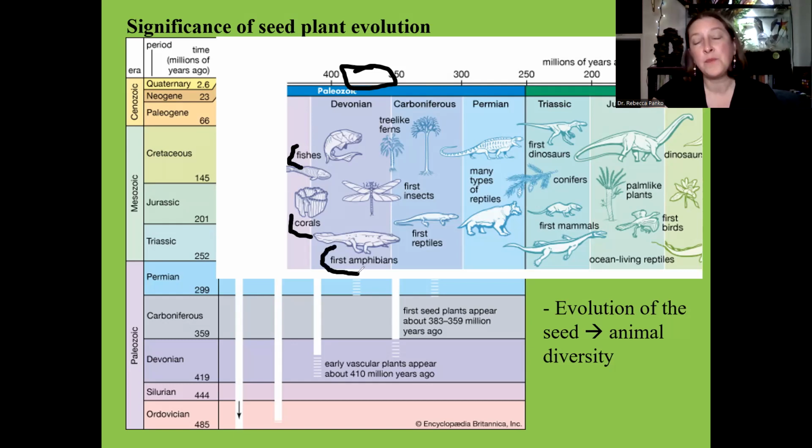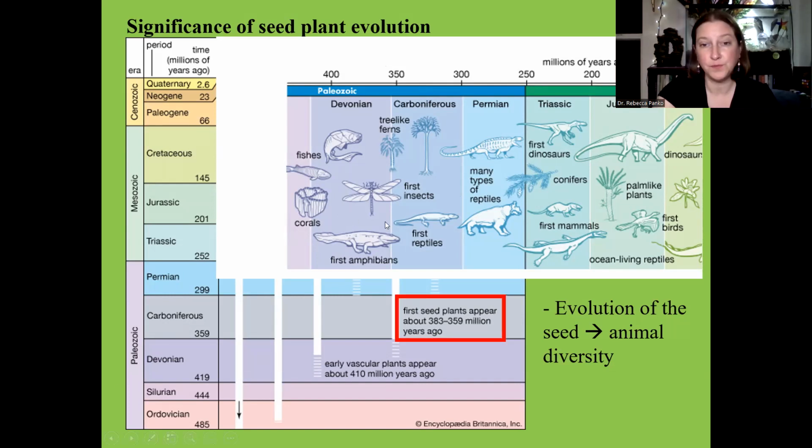Obviously, we already learned that as plants start to dominate the land, so too do animals dominate the land, right? We see the first amphibians showing up. We see insects showing up. But that 360, 380 million years ago, seed plants show up, and then look how much diversification we see in animals after that. Because as plants become more diverse, so do the animals become more diverse as well, because there's like a feedback system of who is eating who and things like that. So the evolution of the seed leads to a diversification event in the animals. See that at the bottom?